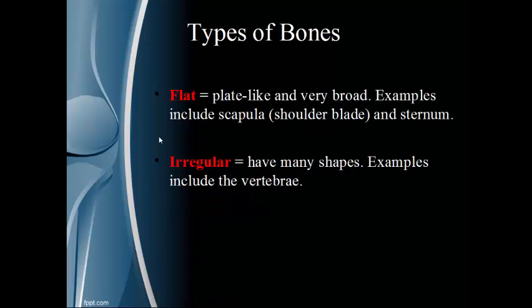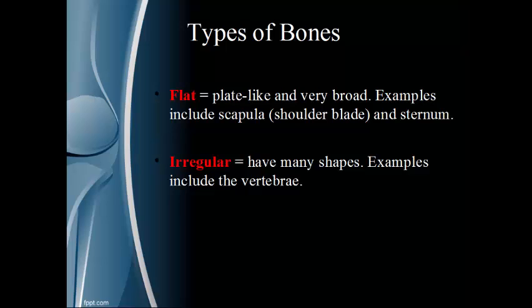The last two, the first one, flat. These are going to be very broad, very plate-like. Examples would be the scapula, which is the shoulder blade. Some bones on the side of the skull tend to be very flat and broad. And also the sternum, very flat and broad.